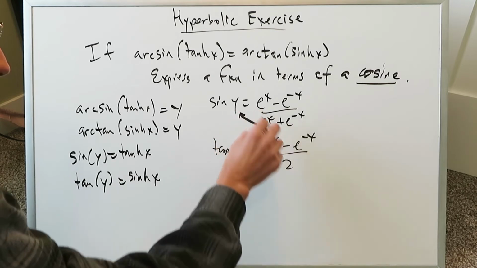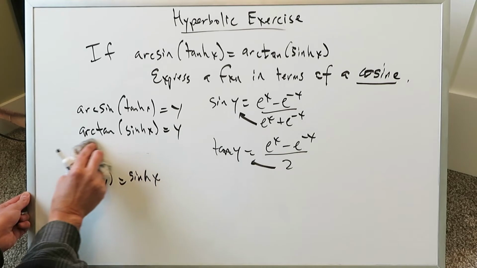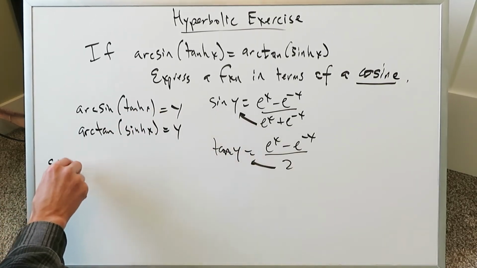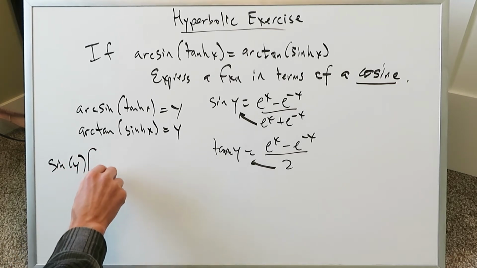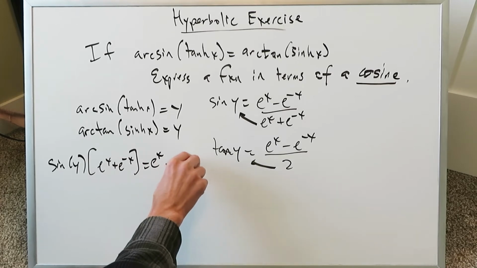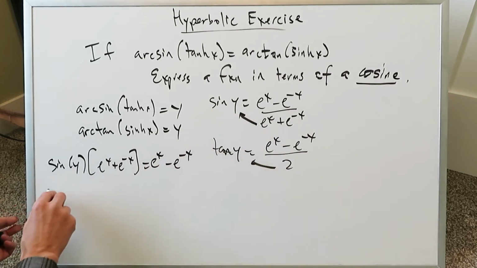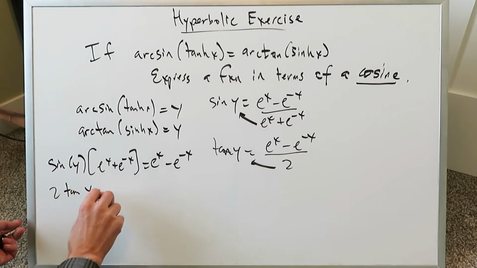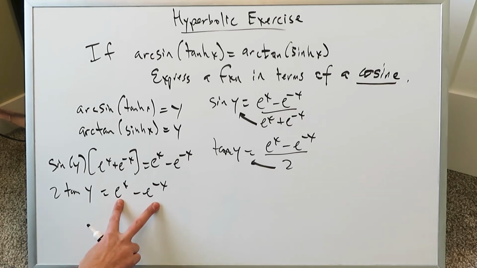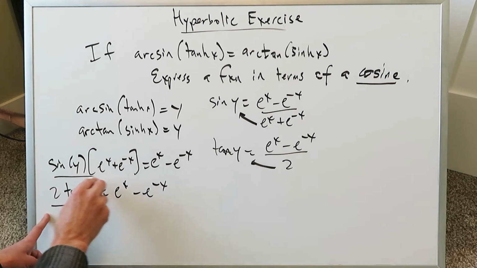Cross multiply these here and here. I'm just removing this to create space. Now I'm cross multiplying. I have sine of y multiplying e to the x plus e to the minus x is equal to e to the x minus e to the minus x. That's the first expression created here. Now bring the 2 here. You have 2 tan of y is equal to e to the x minus e to the minus x. Look, this is e to the x minus e to the minus x. This is exactly the same thing. So now this right here is equal to that.